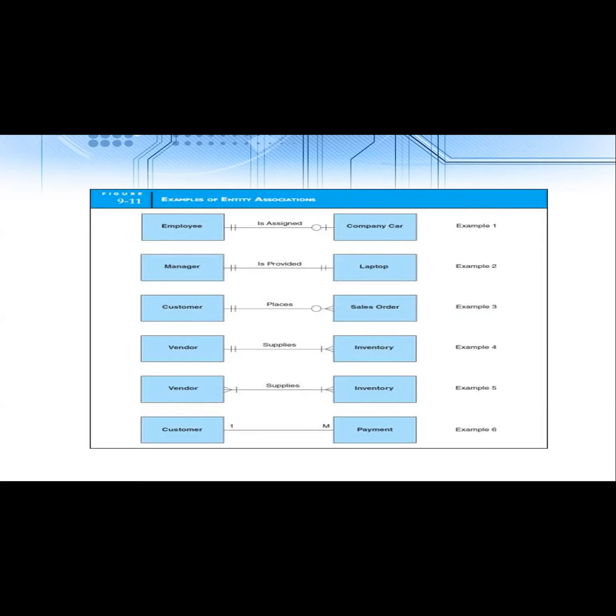Example 5 illustrates a situation where company policy requires purchasing the same types of inventory from multiple suppliers. Management may do this to ensure that it gets the best prices or to avoid becoming dependent on a single supplier. Under such a policy, each vendor occurrence is associated with one or many inventory occurrences, and each inventory occurrence is associated with one or many vendor occurrences.